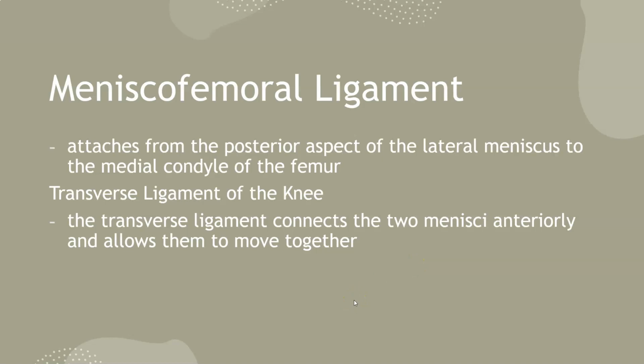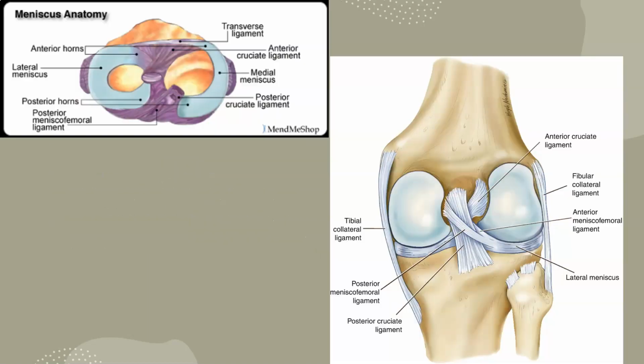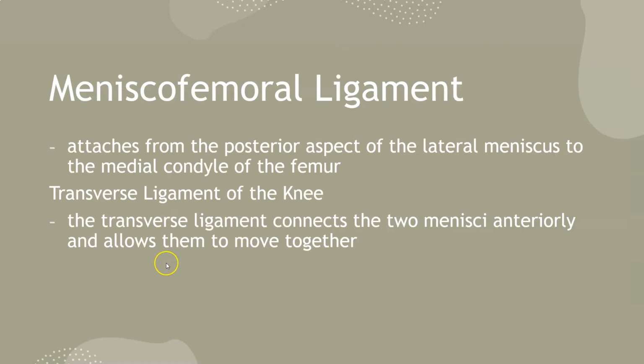The transverse ligament of the knee connects the two menisci anteriorly and allows them to move together when the joints are moving along. So we can see here the transverse ligament is here, which keeps them moving in coordination with each other when the knee is working.